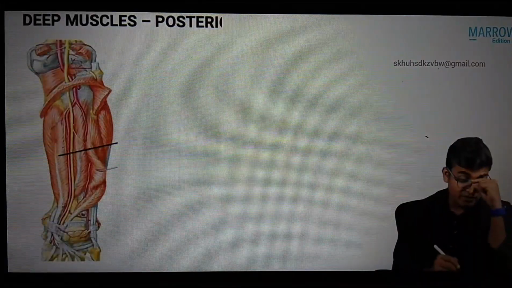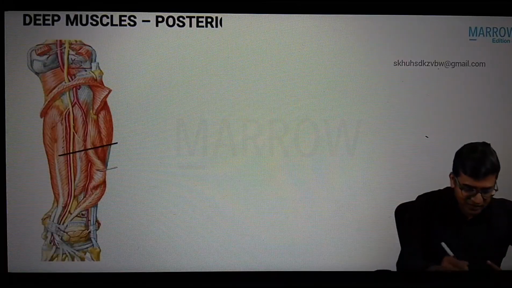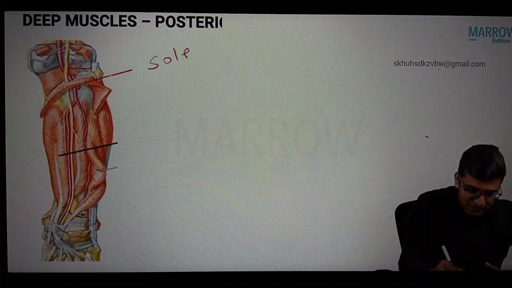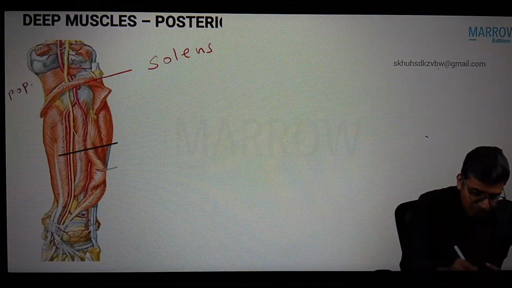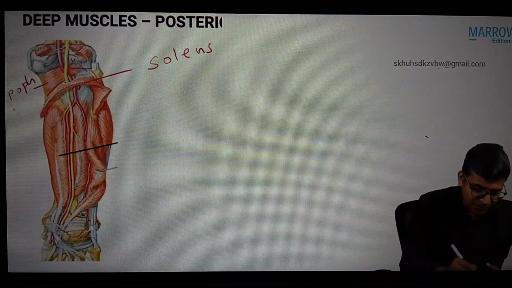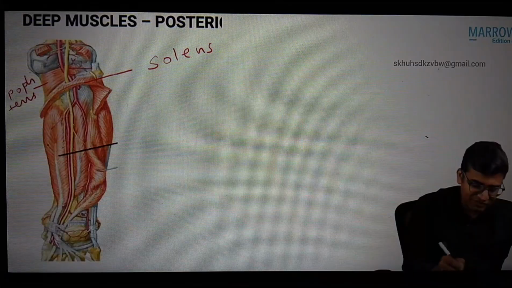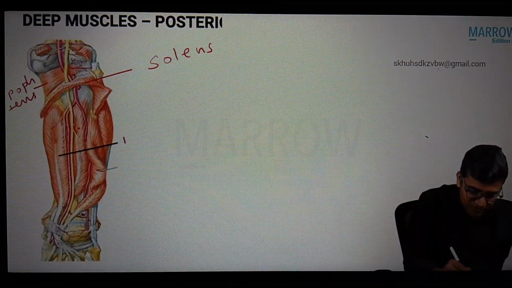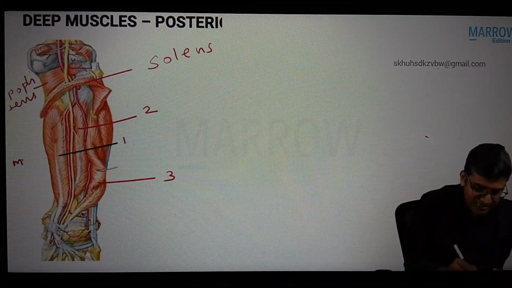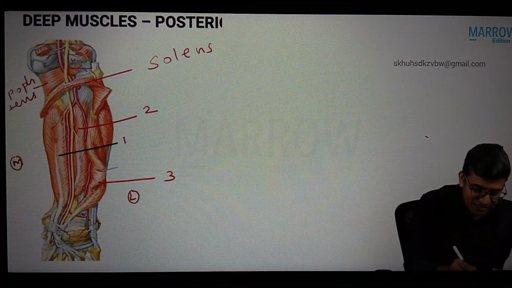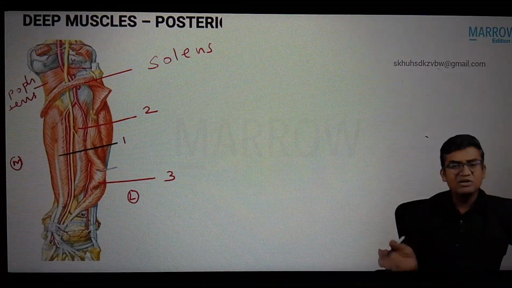Now, what are the other muscles we have? Now we have removed the superficial muscles. This is the soleus muscle we have removed, and above the soleal line, I told you, this muscle is the popliteus muscle. So, in the deep layer, below the popliteus muscle, we have 3 muscles. This is number 1, this is number 2, and this is number 3. This is the medial side and this is the lateral side.